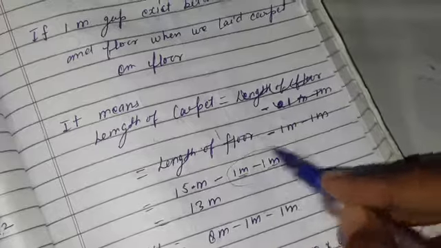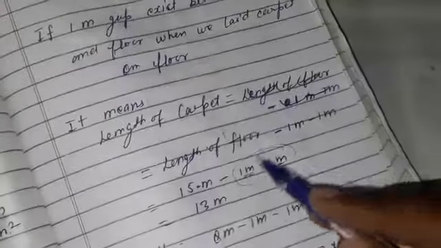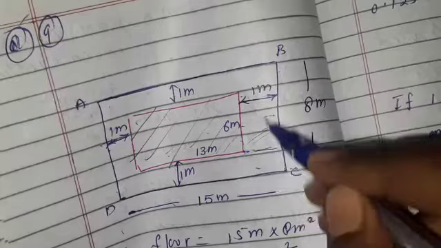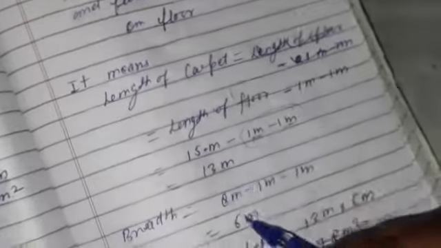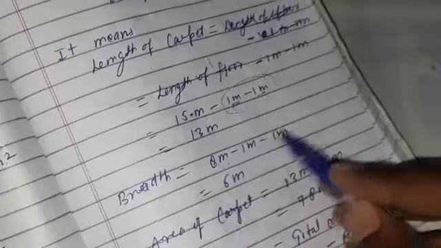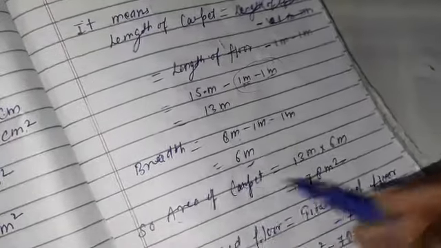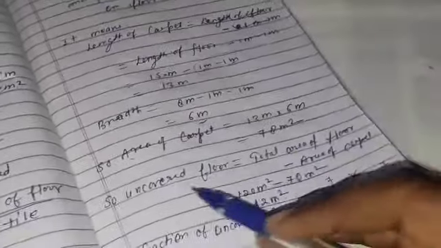You subtract your path twice, minus 1 minus 1, 13 meter. Subtract 1 meter from here and 1 meter from here because this is the length of carpet. So 1 meter length subtract from here, 1 meter length subtract from here. So breadth is 8 meter minus 1 meter minus 1 meter, that is equal to 6 meter. So area of carpet is 13 into 6, 78 meter square.